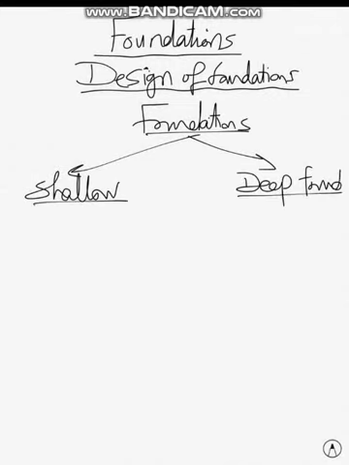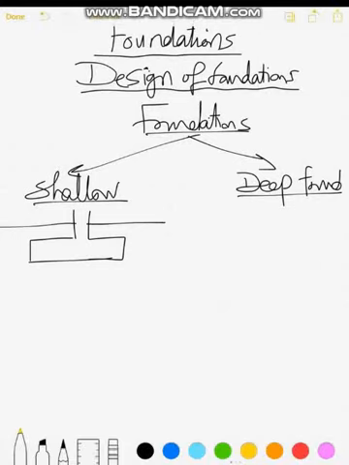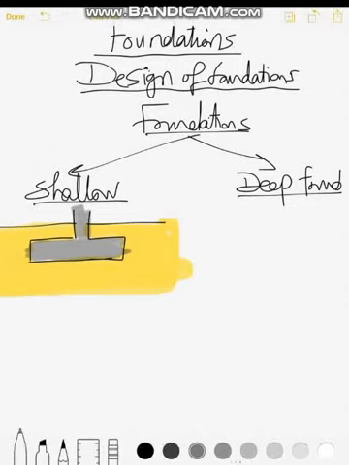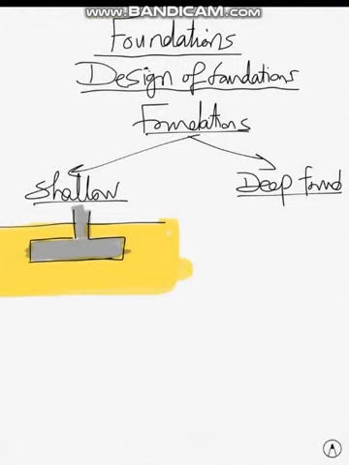When we talk about shallow foundations, the footings are placed over the soil directly. As you can see, the footing is placed directly above the soil surface, and it is used when the bearing capacity of soil is high and the settlement is low. This is the first type, and we have already talked about this type in the bearing capacity and settlement.